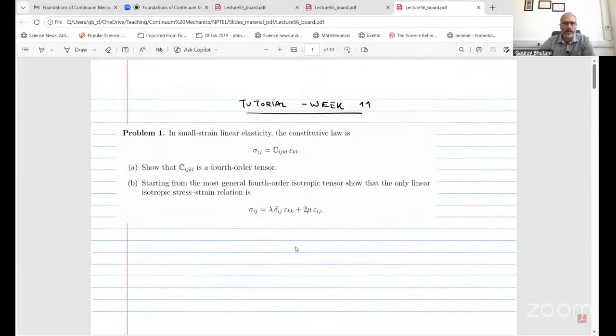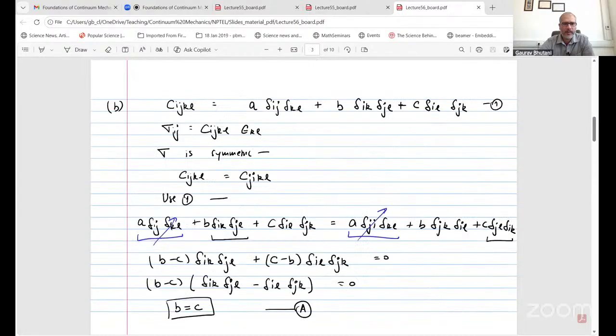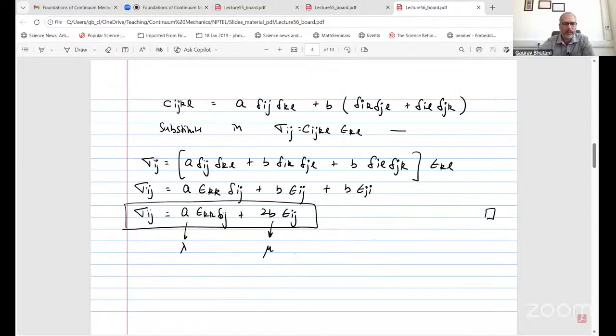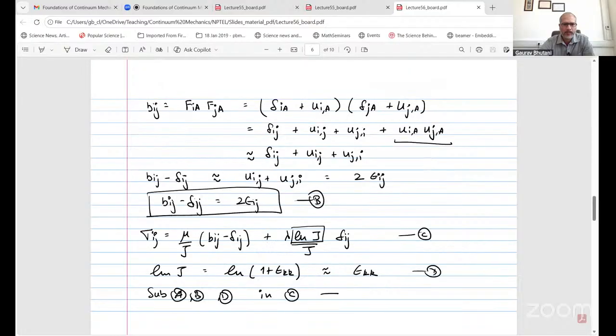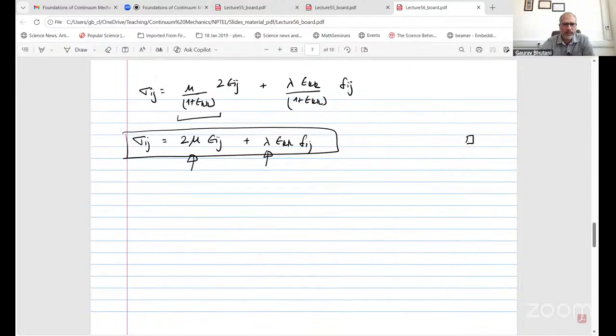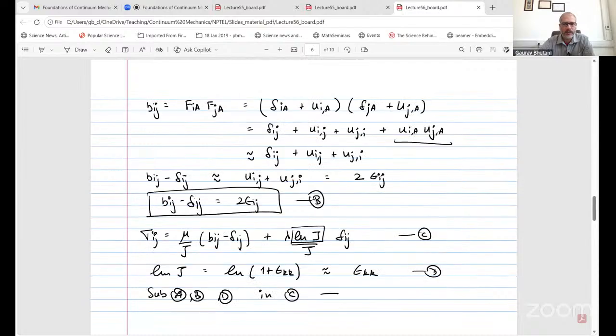So in the tutorial we talked about problems where we showed that C is indeed a fourth order tensor, and then the problem was to show that if you start with the general fourth order isotropic tensor, you can get down to your isotropic stress strain constitutive model from that C. Next we had a Neo-Hookean material, and then we had to show that it takes the linear isotropic form, which is where we did things similar to what I showed you in the steps earlier.